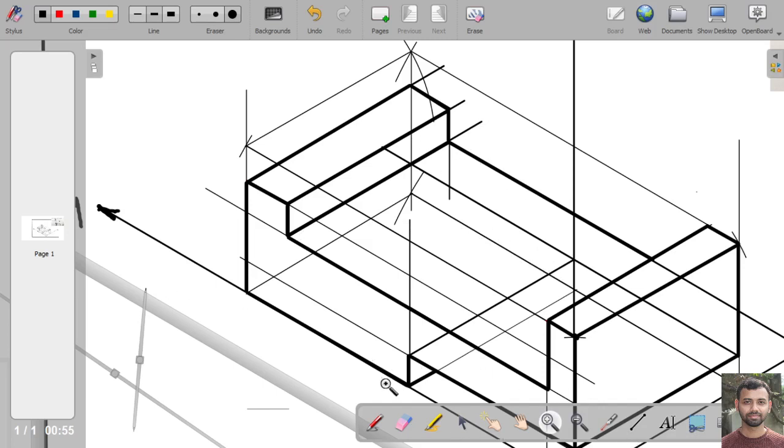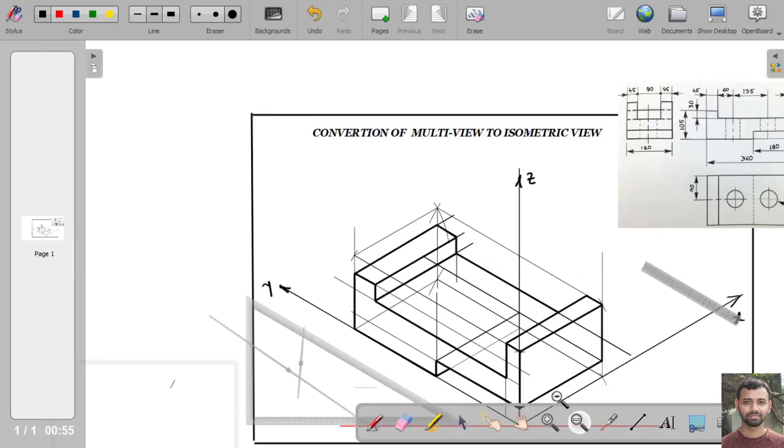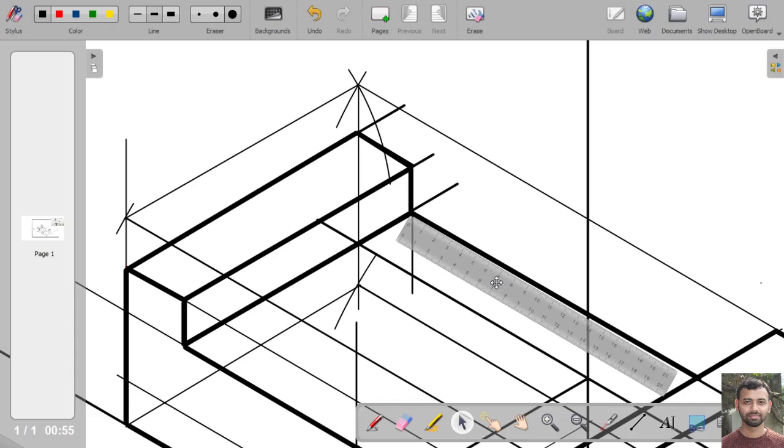So we will use our scale to measure this distance. We will use this scale to measure the distance. From this point it is at a distance of 60 mm. So this point is 60 mm. Here it is. This is 60 mm.